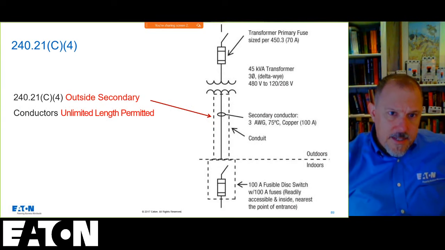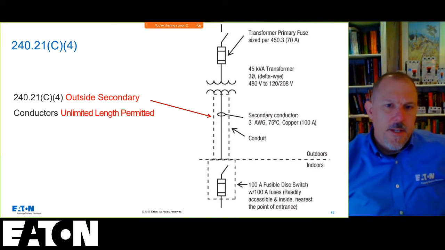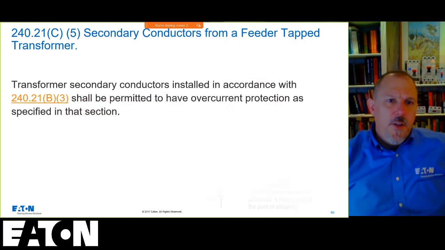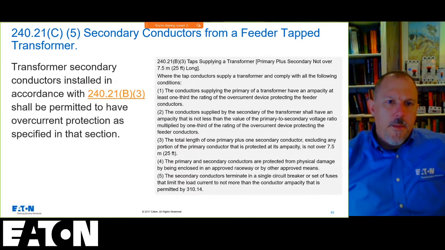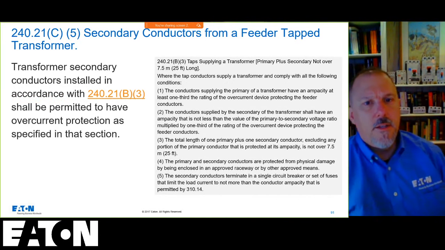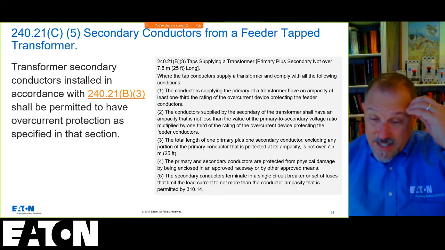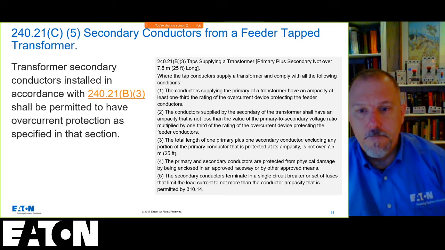And then you have outside secondary conductors. Unlimited length is permitted, but there are, again, requirements. It's got to be in conduit, etc. So you can't forget about 240.21(C) and the requirements that you'll find there. And there's your 240.21(B)(3) reference, which talks about taps supplying the transformer, where the tap conductors supplying the transformer comply with the following conditions. So you have, again, conditions.